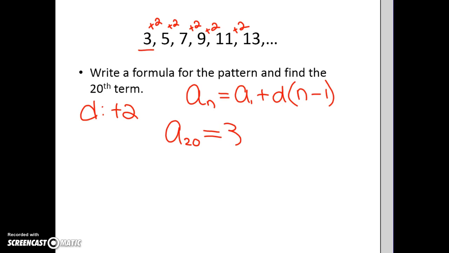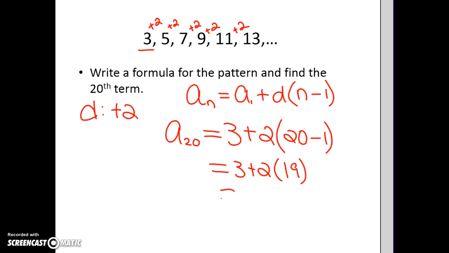first term is 3, plus the common difference, well, we just determined the common difference is 2, times n, the term number, 20, minus 1. We're going to use our order of operations to simplify. 3 plus 2 times 19, 3 plus 38. So the 20th term in this pattern is 41.